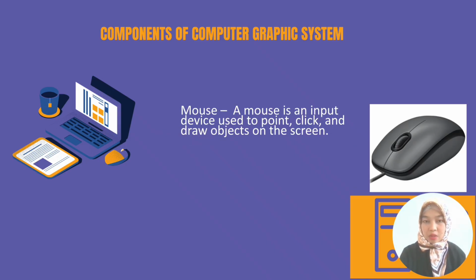Next is the mouse. A mouse is an input device used to point, click, and draw objects on the screen. It enables precise control over on-screen elements. For example, you can click to choose tools in graphic software, drag to move a shape or image, or use it to sketch simple lines and forms.